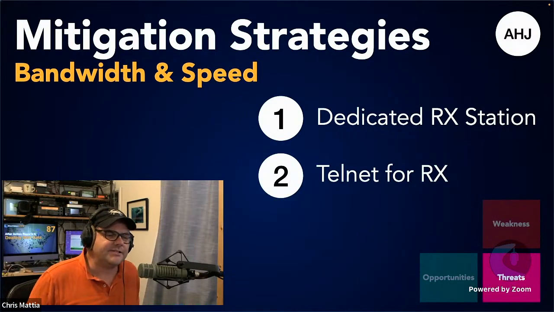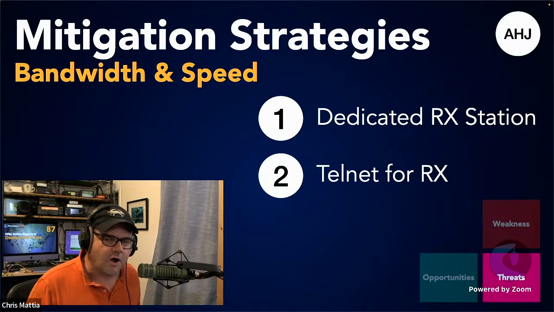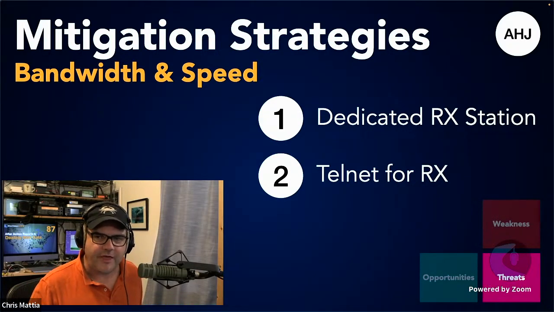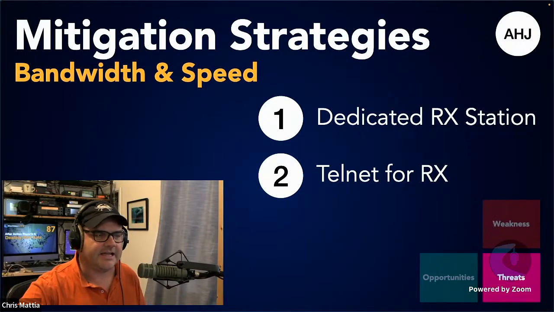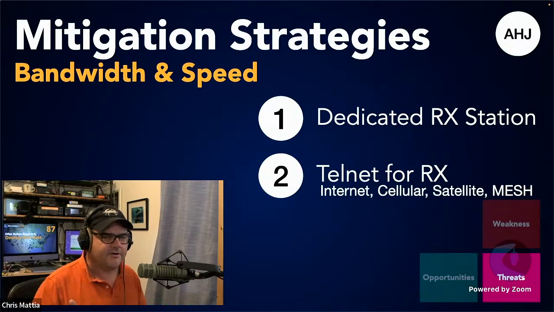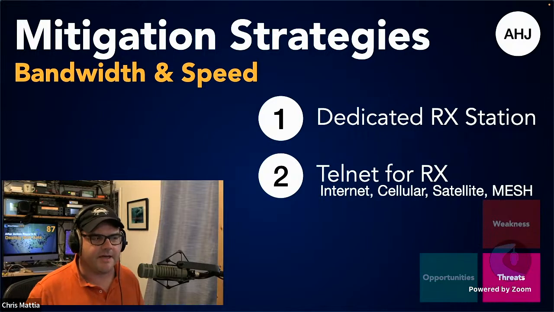For that dedicated receive WinLink station, we strongly suggest using Telnet for that receive channel. And this Telnet connection should be on the fastest connection that you possibly have to the CMS. Now, that may be an internet connection. If we're talking about the agencies having jurisdiction, if we're talking about an EOC, most of them have multiple layers of redundant internet capabilities set up.